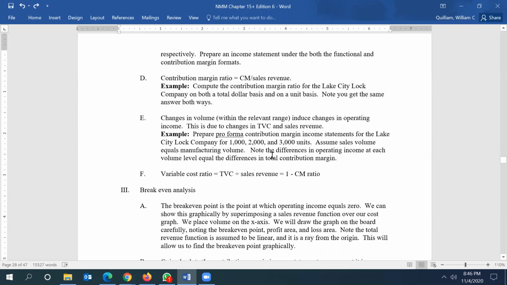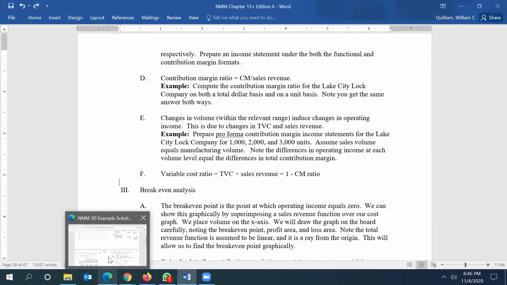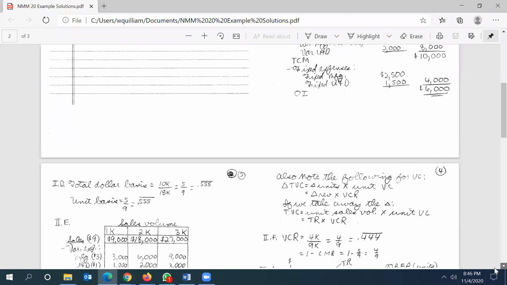We're going to assume the sales volume equals manufacturing volume. In fact, we always will in this chapter. And we can note that the differences in operating income at each volume level equal the differences in total contribution margin. So let me show you that. Again, going back to my handwritten solution here.